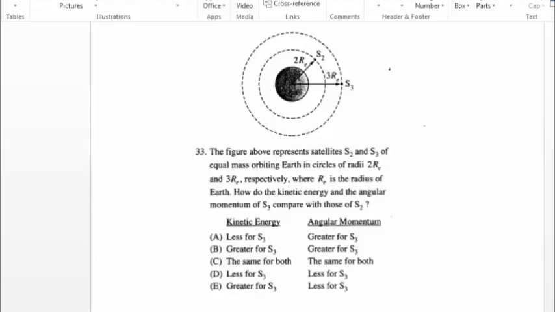So this will have greater angular momentum. S3 will have greater angular momentum. So the answer is A. The kinetic energy is less for S3 and the angular momentum is greater for S3.